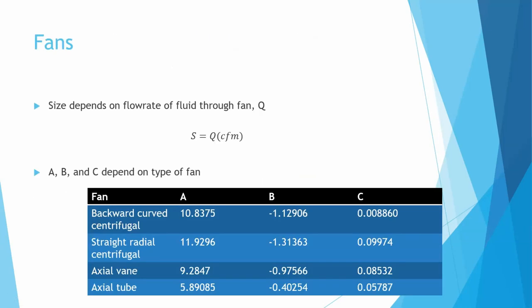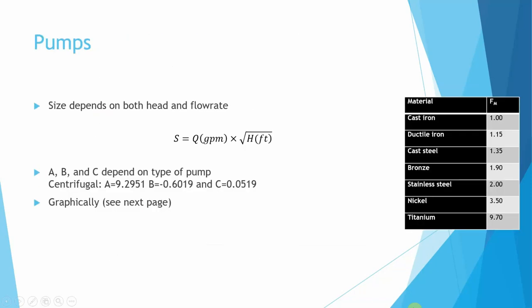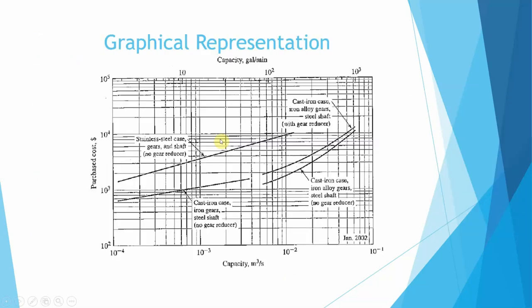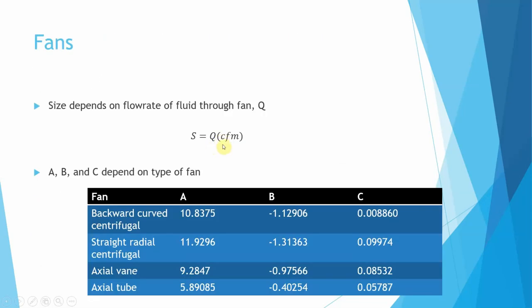Same thing for a fan. The sizing factor here is just going to be equal to my flow rate in cubic feet per minute. And A, B, and C will depend on the type of fan. So I'm giving you a bunch of fans here, and you can put A, B, and C in here again. My S will be just equal to my Q in cubic feet per minute, and you can get what you need.